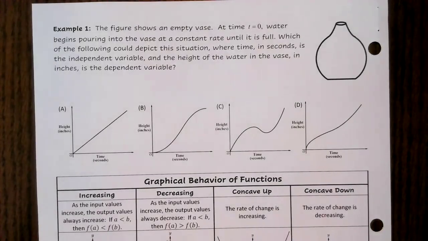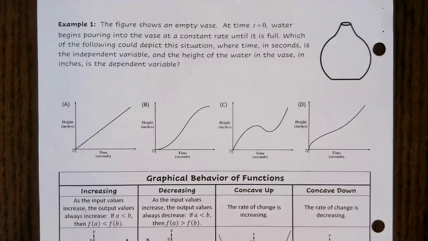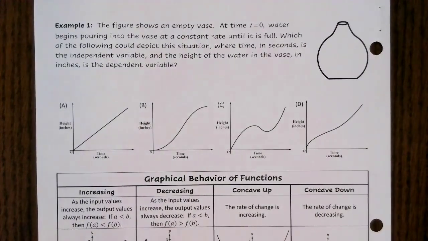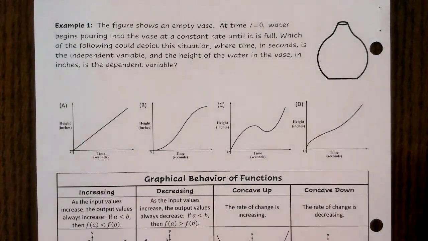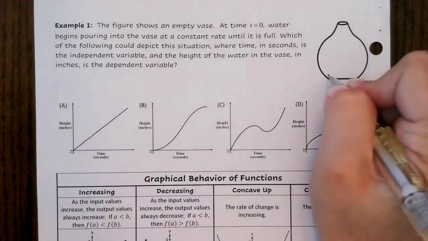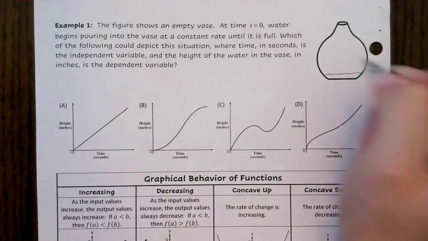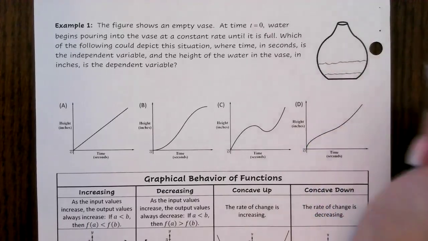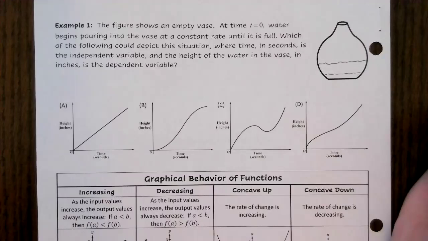It tells us the figure shows an empty vase at time t equals 0. The water begins pouring into the vase at a constant rate until it is full. Which of the following could depict this situation, where time in seconds is the independent variable and height of water in the vase in inches is the dependent variable? So when we start looking at this vase, we're filling it up. And so right here, it starts to fill up, and it would be here. And then it starts to fill up, and it goes there, and it continues going that way.